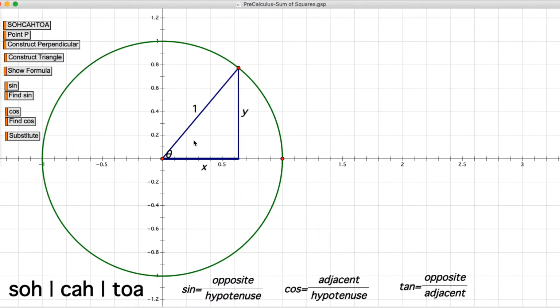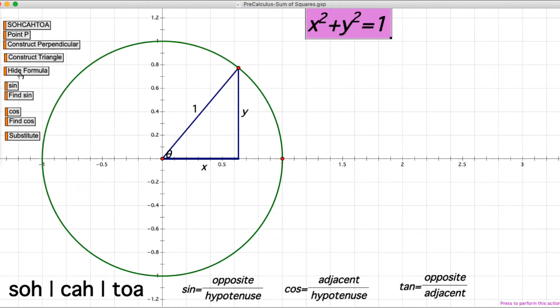Now, using the conventions that we've established since pre-algebra, we identify the horizontal component as being x, the vertical component as being y, and of course, because it's a unit circle, we know that the hypotenuse is going to be 1. Now, if we apply the Pythagorean theorem to this, we will find that x squared plus y squared equals 1. Now, you'll recognize also from Algebra 2 that this is the algebraic definition of a circle with radius 1 and center at the origin.